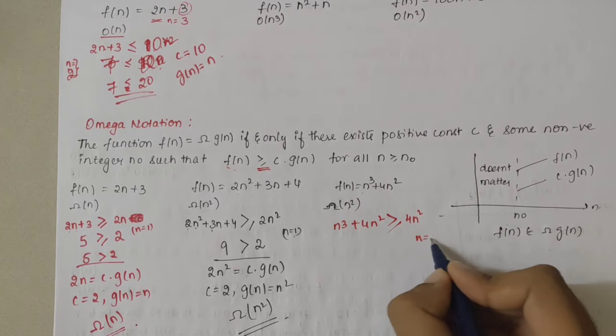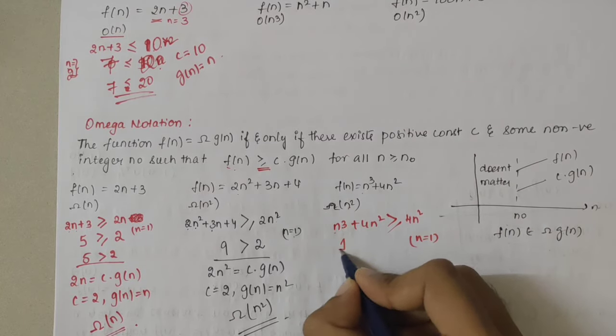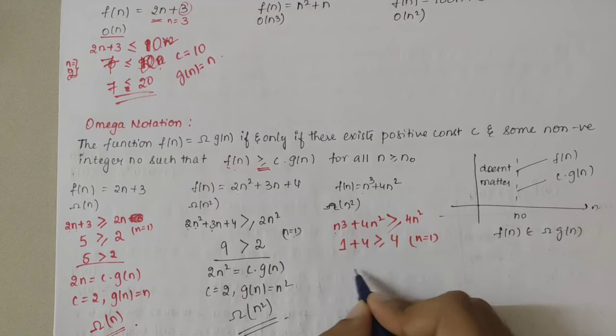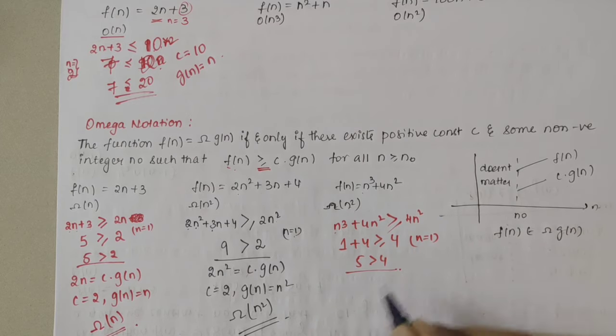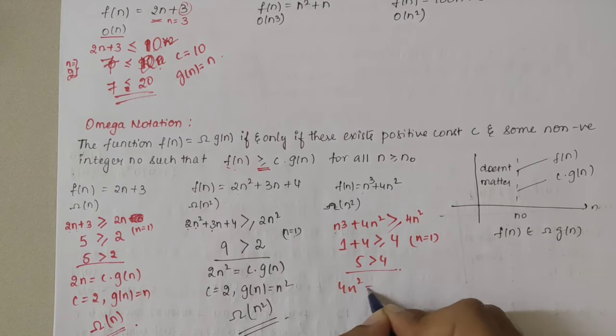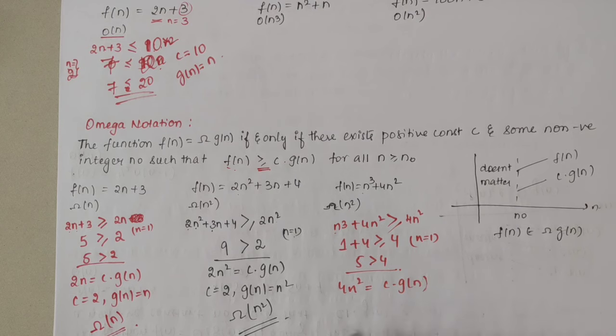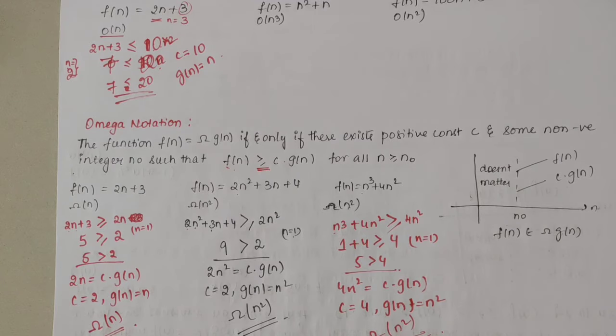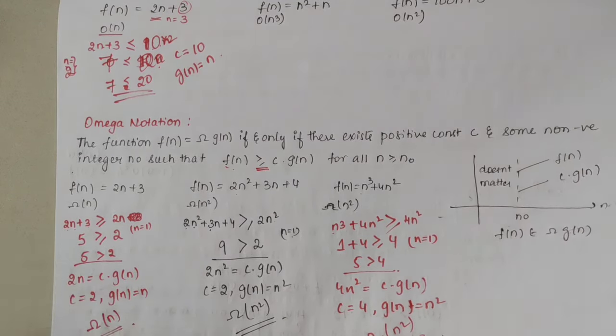Now I'll take n value as 1. So 1 plus 4 greater than 4. 5 is greater than 4. Again 4n square is equal to c into g of n. Now if I write c value as 4 and g of n as n square, it is clearly understood that it belongs to omega of n square. The asymptotic notation here is omega of n square. So this was about omega notation.